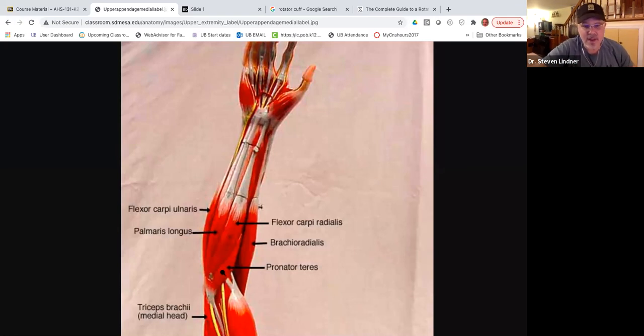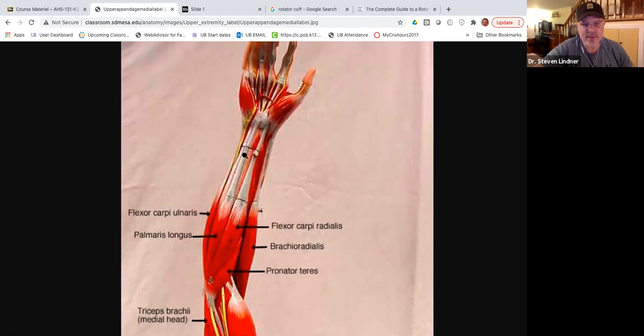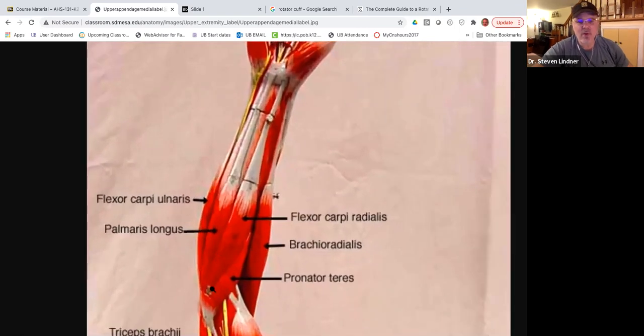So again, your thumb would have been going along here at Pronator Teres. Your pointer finger would be on the thumb side, on the radial side, which is Flexor Carpi Radialis. Your middle finger, when it was displayed, was going down the center of the palm. That's the Palmaris Longus. And then your ring finger was going along the ulnar side. That's the Flexor Carpi Ulnaris. So they all originate off of that medial epicondyle.